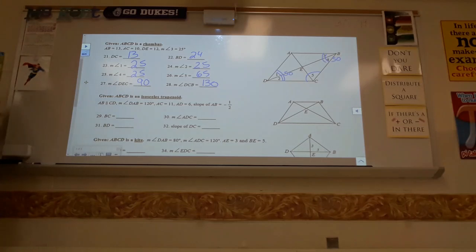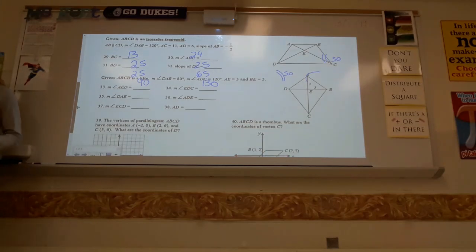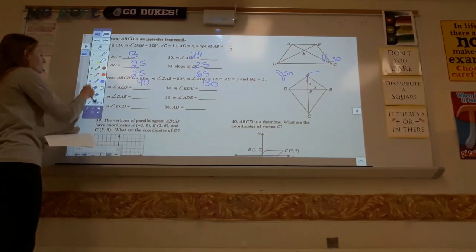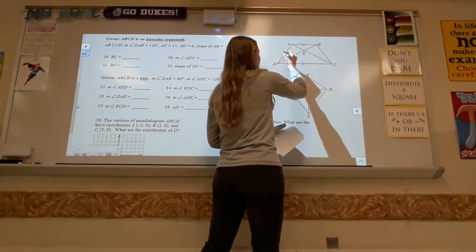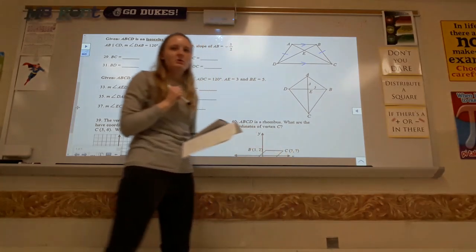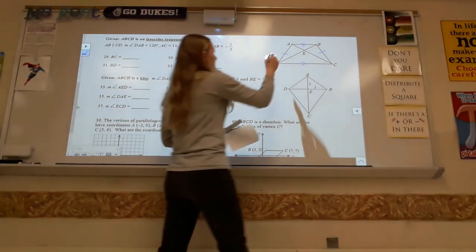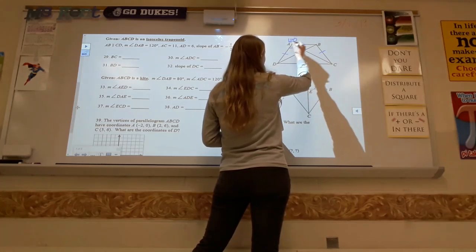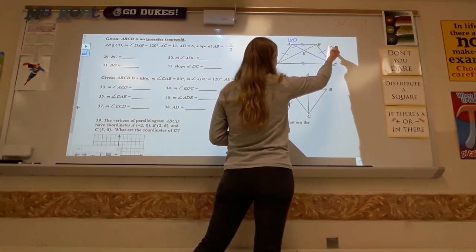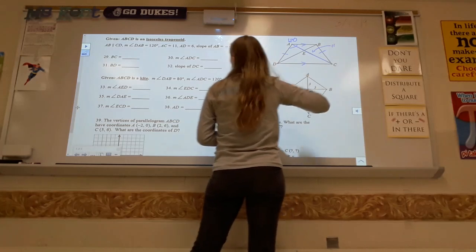The next shape we're going to talk about is isosceles trapezoid. All right, so with it being a trapezoid, by definition, these are parallel because it's an isosceles trapezoid. Those 2 legs are equal. I know that DAB, which is right here, that is 120. AC, which is this full diagonal, I'm going to draw a little arrow, that's 11.